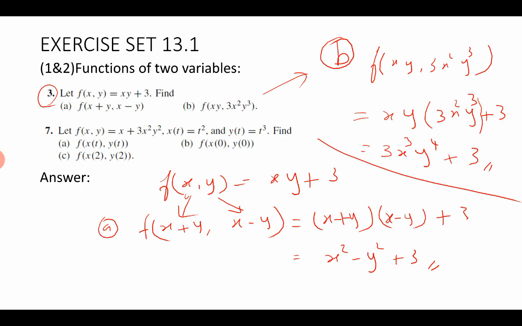Just substitute. In the case of A, wherever x comes, replace it by x + y, and wherever y comes, replace it by x - y. And for B, wherever x comes, replace it with xy, and wherever y comes, replace it by 3x²y³. That's it. And let's try problem number 7 now.